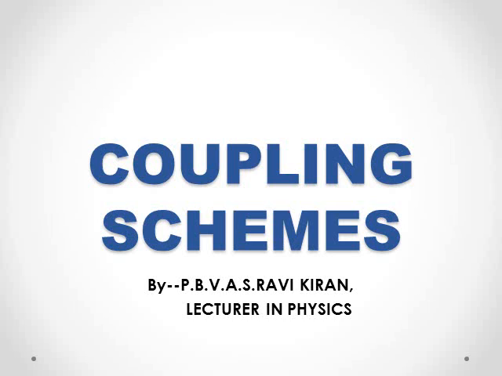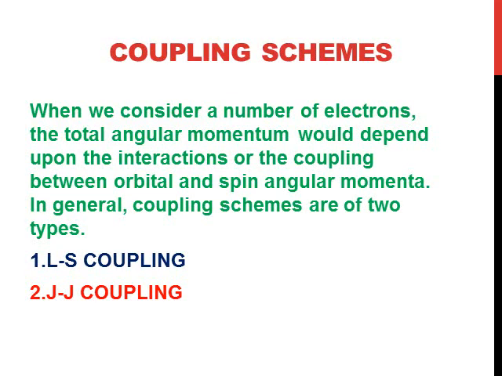Dear students, today we will discuss coupling schemes. When we consider a number of electrons, the total angular momentum would depend upon the interactions or the coupling between orbital and spin angular momenta. In general, coupling schemes are of two types. One is LS coupling and the second one is JJ coupling.